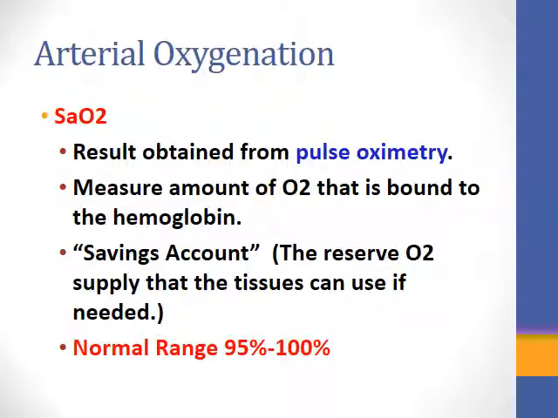Arterial oxygenation SaO2 is a result obtained from pulse oximetry. We measure the amount of O2 that is bound to our hemoglobin, and our normal range of that is 95 to 100. Now you may see a normal range a little bit lower when we're in the clinical setting. That's going to depend on your patient's condition, and we'll look at our patients and our orders to see that. Sometimes the doctors will even accept as low as 90%.